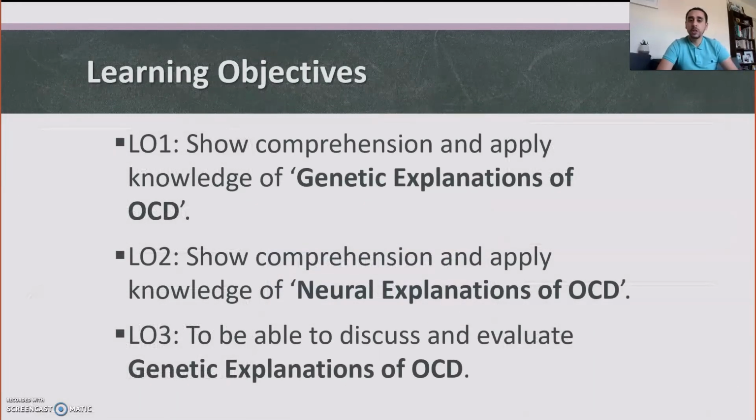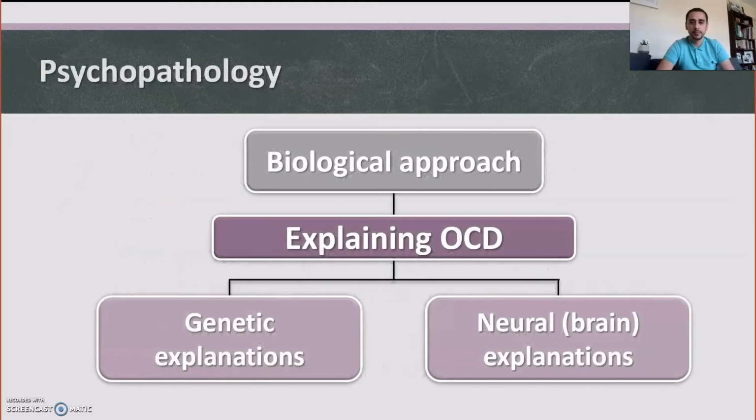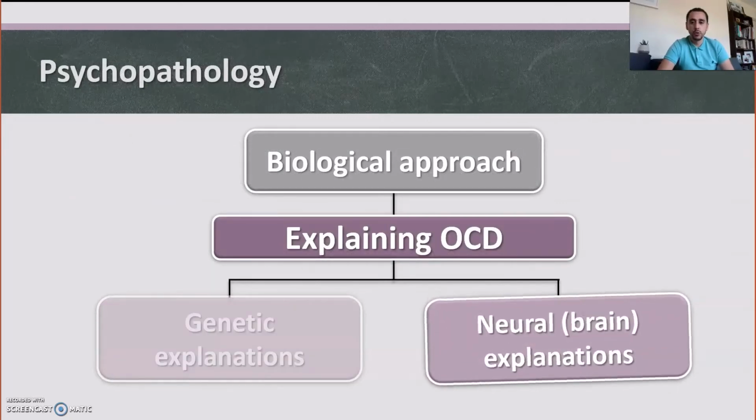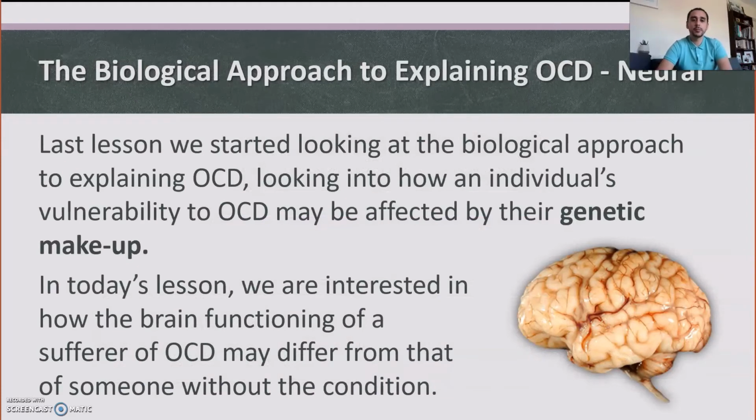Okay. Lesson objective 1: show comprehension and apply knowledge of genetic explanations of OCD. Done. We're moving on to learning objective 2: show comprehension and apply knowledge of the neural explanations of OCD. So neural means brain, okay? Brain explanations, neural explanations.